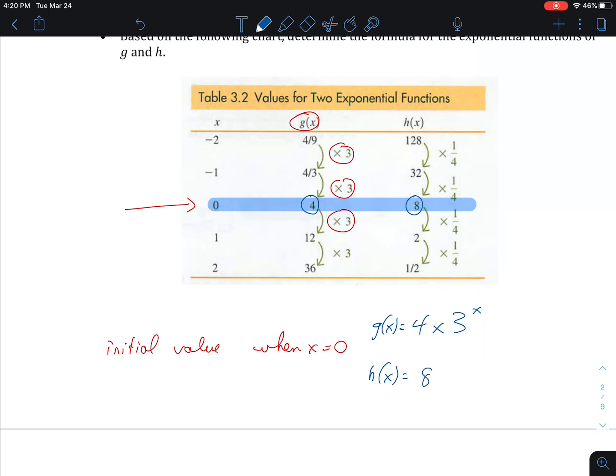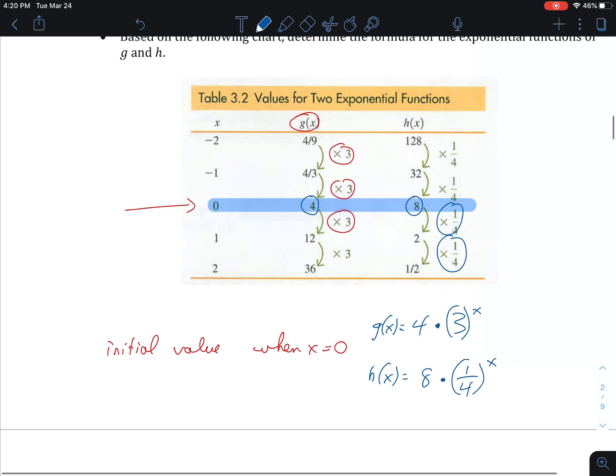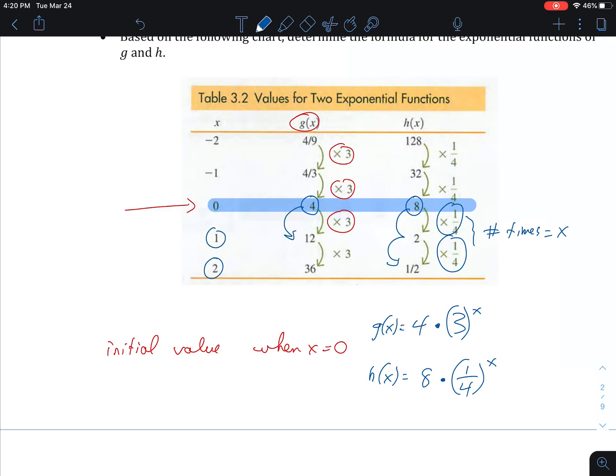H of x, same thing. I'm starting with the number 8. There it is. I'm multiplying by 1/4. I'll write this a little more clearly. I'll do times 1/4, and I'm going to do that x times. How many times do you want to multiply by 1/4? Well, you tell me. The number of times is my x, right? Multiply from my original twice, or from my original once. So that's the idea.